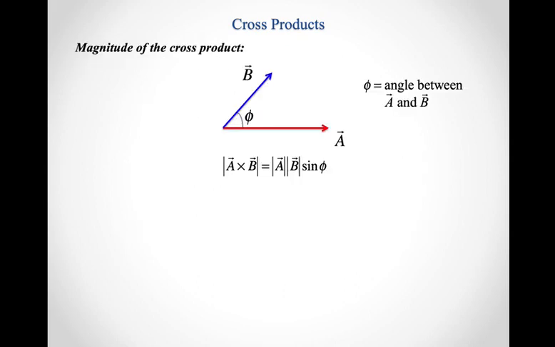Now we can think about something like the geometric rule that we talked about with dot products, and that's going to give us the magnitude. So it won't give us all the information about a cross product, but it will tell us the magnitude. And so I can think about the magnitude of my cross product as being the magnitude of vector A times the magnitude of vector B times the sine of the angle phi. And again, the angle phi is defined to be the angle between my two vectors A and B.